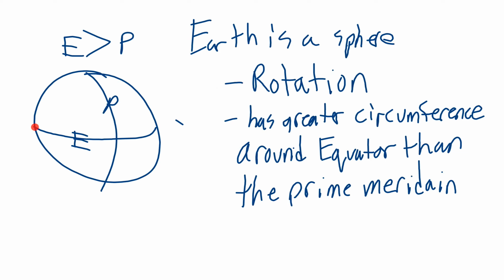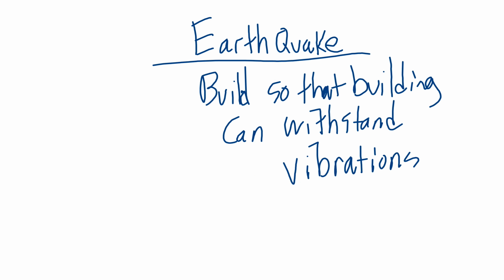And we also know that the Earth has a greater circumference around the equator than the circumference around the prime meridian. Now remember that the equator goes around the Earth, so that's like a belt. Okay, it goes around the middle. The prime meridian goes from the North Pole down to the South Pole and back to the North Pole. And so the Earth has a greater circumference around the equator because it bulges a little bit in the middle.